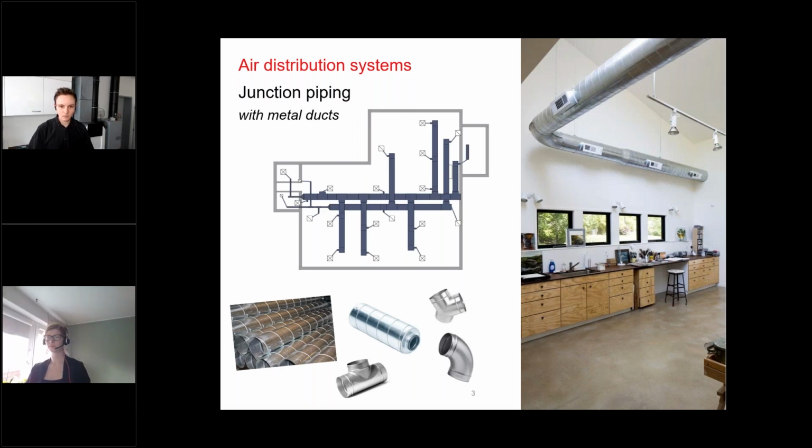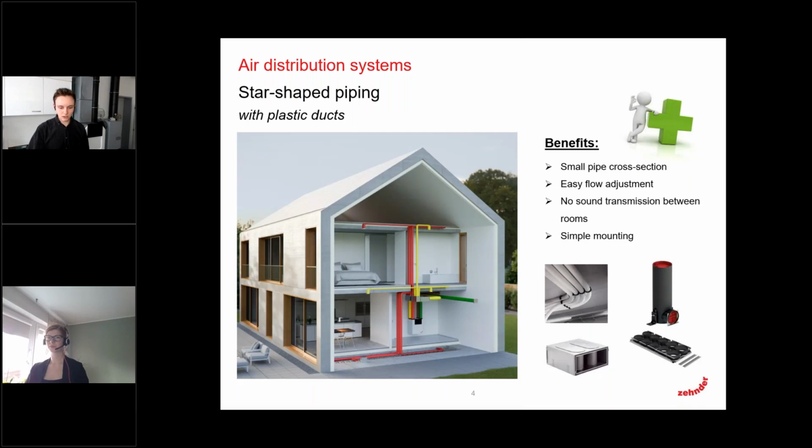What we are doing in our system, this is often used for residential or domestic purposes. It's the so-called star-shaped piping system. And therefore, we typically use plastic ducts. The principle behind it is quite easy. You have the star in the middle, which is actually the manifold. And from that manifold, you are going with a single pipe to each single room. So every pipe has just one connection to one outlet.